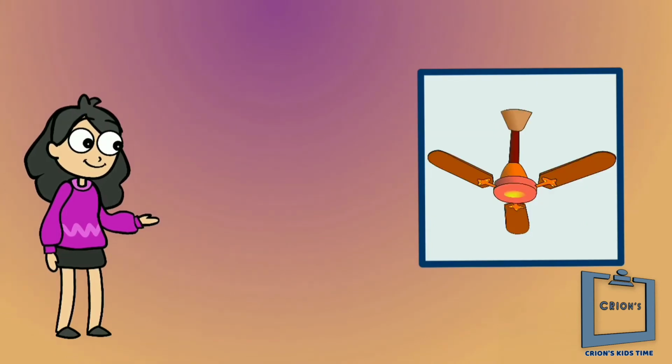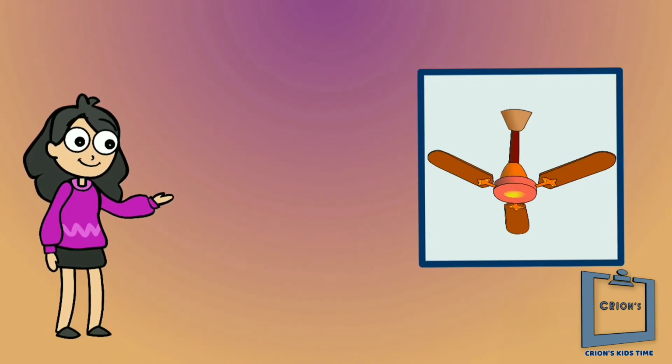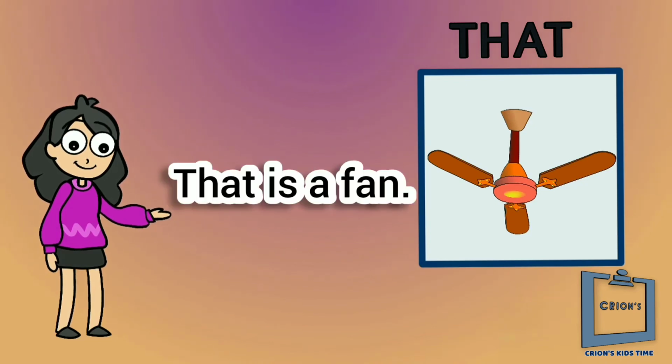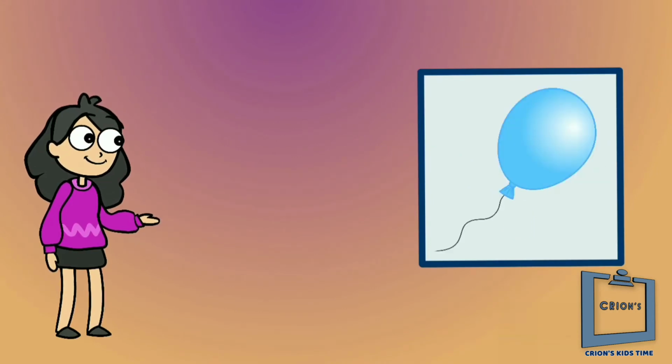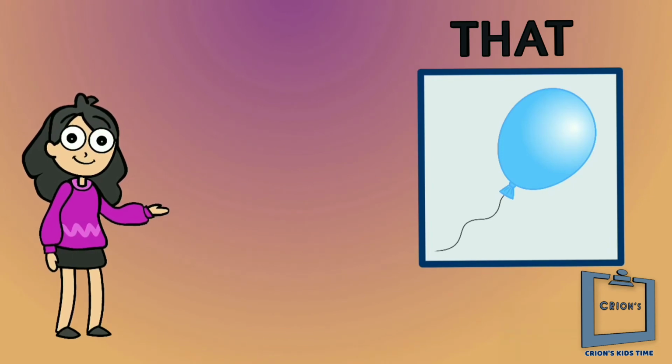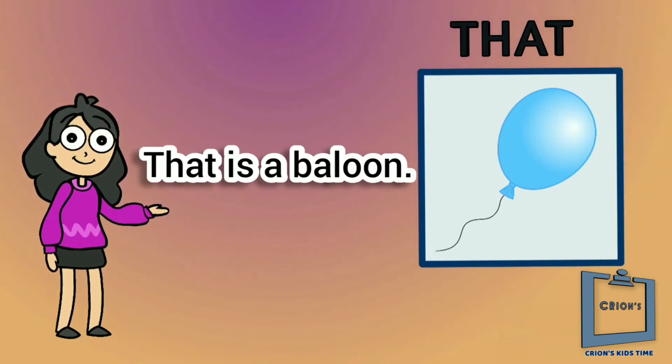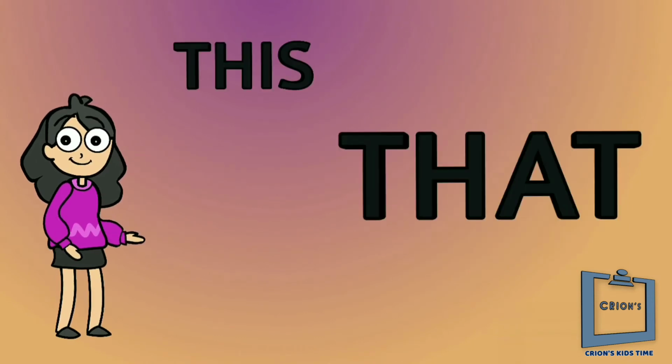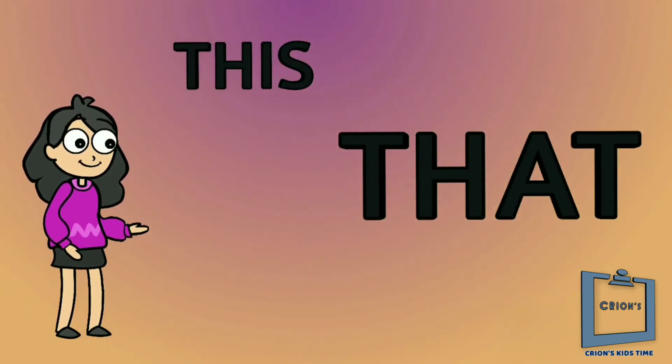The fan is far away from me. That's why use the word that. So, we say that is a fan. The balloon is far away from me. That's why use the word that. So, we say that is a balloon. Kids, I hope you understood how to use that.